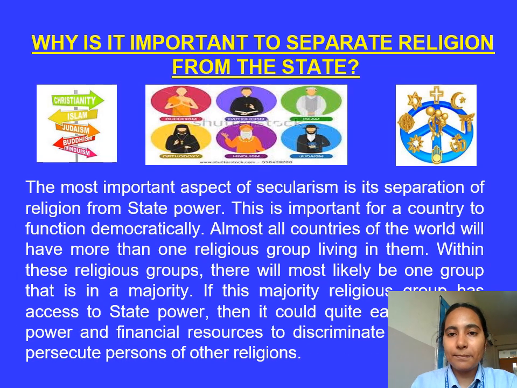Why is it important to separate religion from the state? Now we will deal with the topic of why it is important to separate religion from the state. The most important aspect of secularism is its separation of religion from state power. This is important for a country to function democratically. Almost all countries of the world have more than one religious group living in them. Among these religious groups, there will most likely be one group that is in a majority. If this majority religious group has access to state power, then it could quite easily use this power and financial resources to discriminate against and persecute persons of other religions.